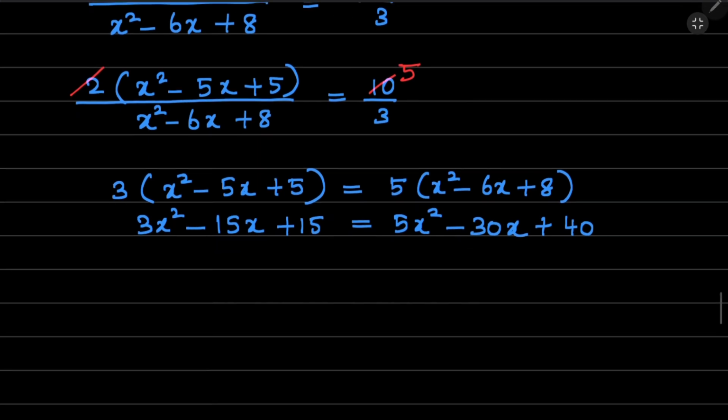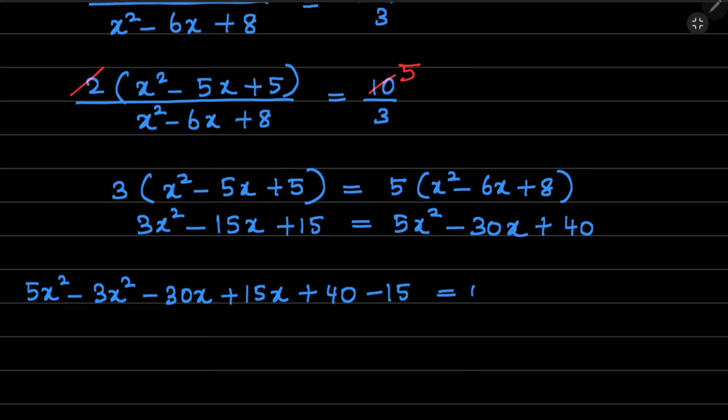Now let's bring all the terms to one side. You can take 3x square minus 15x plus 15 and bring it to your RHS. So let me write it. You have 5x square minus 3x square minus 30x plus 15x plus 40 minus 15.